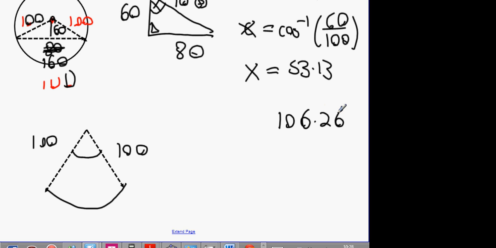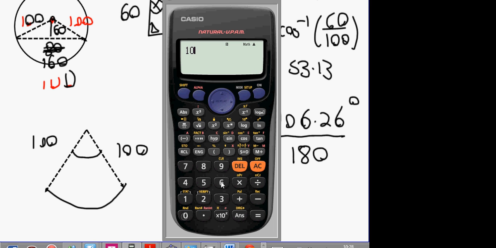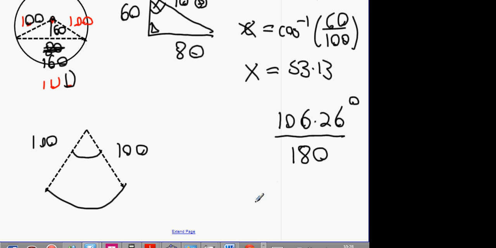Now, the problem there is it's in degrees, not radians. How do you convert it into radians? Divide by 180 and add a pi onto the answer. So what's that divided by 180? 0.59. That's actually quite a nice number. So it's 0.59 pi.